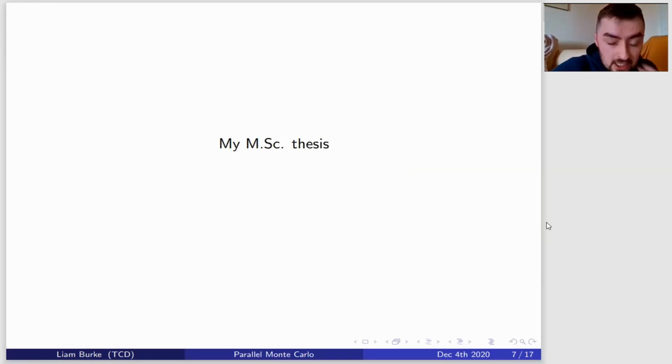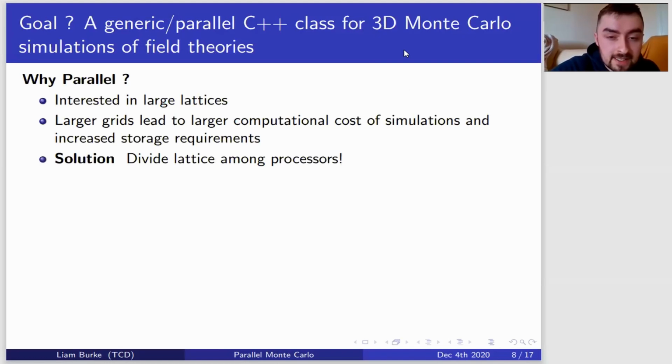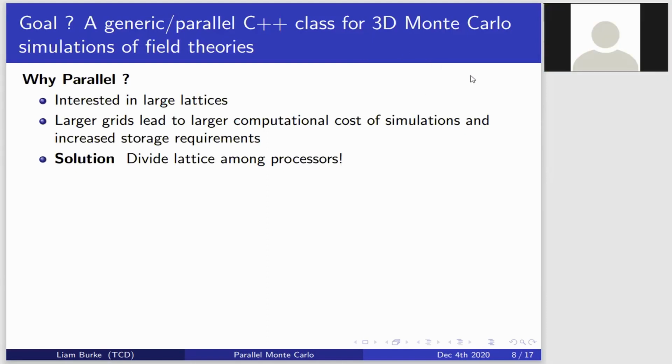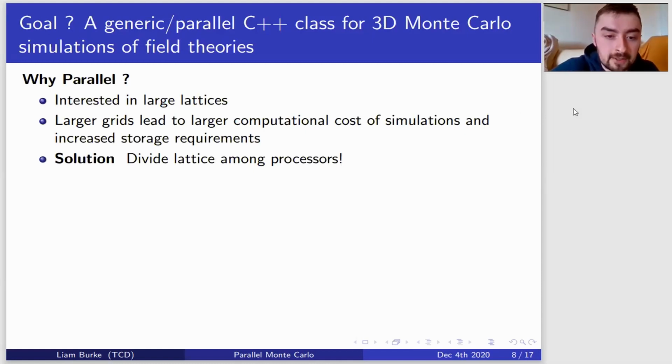So this motivates the work that I did as part of my master's thesis. In my master's thesis, I created a generic and parallel C++ class designed to run these types of simulations. And the reason why we want to run these simulations in parallel in the first place is because typically we're interested in running simulations on large lattices, and larger lattices lead to more computations. So there's significantly more work needed for running these types of larger simulations. But in addition to that, we also have additional storage requirements for storing larger grids. And so, as I said, a solution to this is by dividing the lattice up among processors and doing the computations simultaneously on local subgrids.